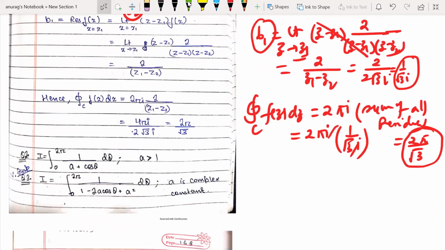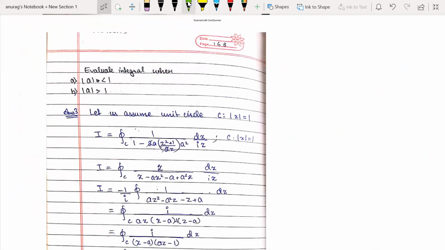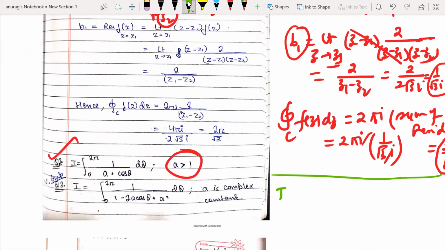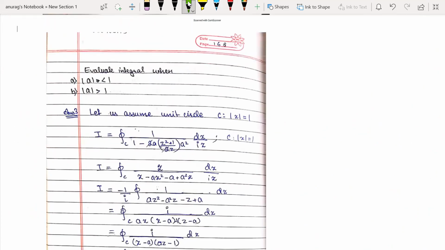Okay. Similarly, example 2: integral 0 to 2 pi, 1 upon a plus cos theta d theta, a greater than 1. I have taken 2 plus sin theta in the previous example, where a is 2. You can solve similarly. Now I'm going to solve the third problem, which is a very, very famous problem in real integrals. Evaluate the integral 0 to 2 pi 1 upon 2 minus a cos theta plus a square d theta. a is a complex constant. Remember my word, a is a complex constant. And here two cases are asked. Evaluate the integral when mod a less than 1 and when mod a greater than 1.